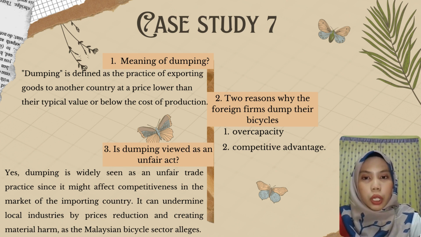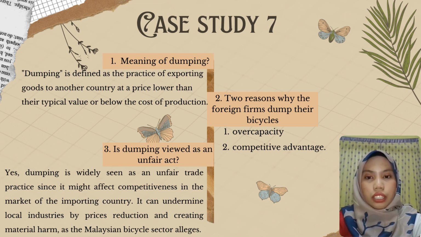First, we need to know what is the meaning of dumping. Dumping is defined as the practice of exporting goods to another country at a price lower than their typical value or below the cost of production. This can be harmful to the importing country's domestic industry since it can lead to unfair competition, reduced market share, and potential harm to local producers.